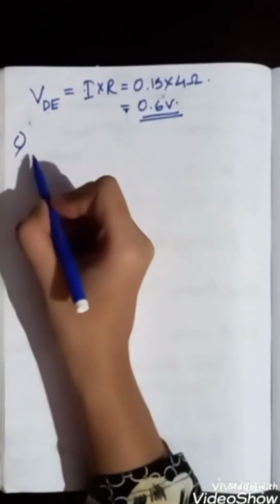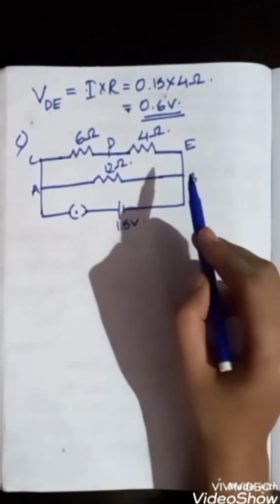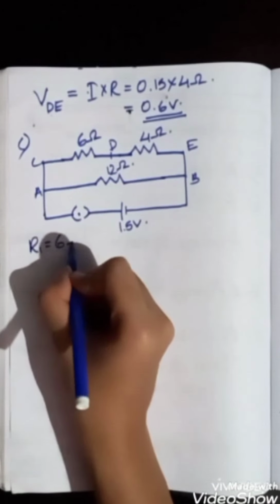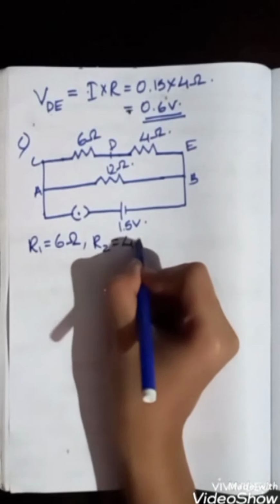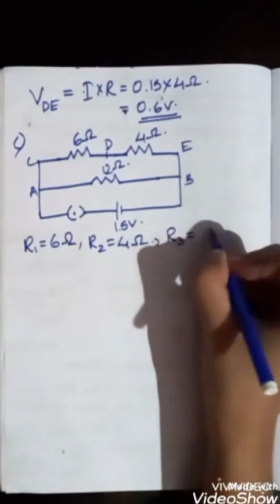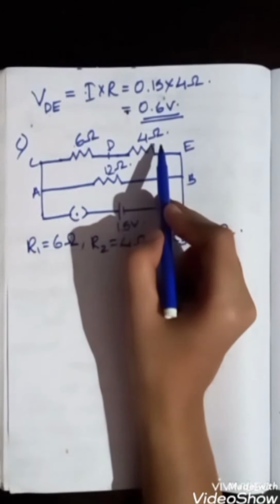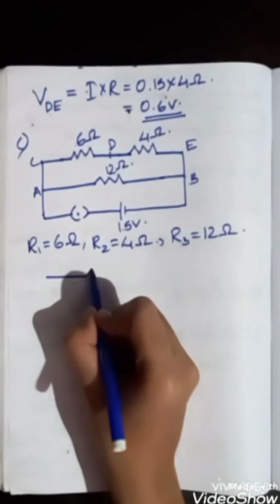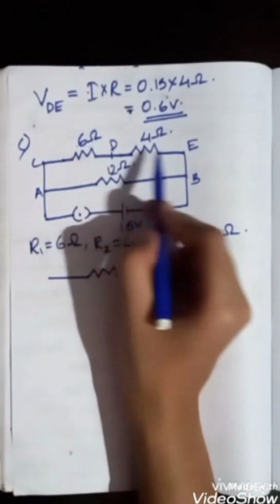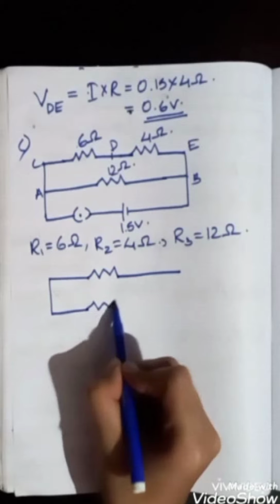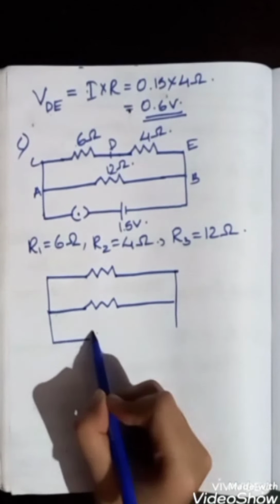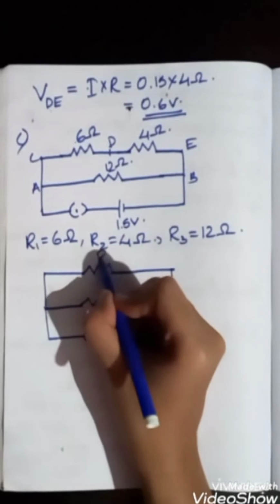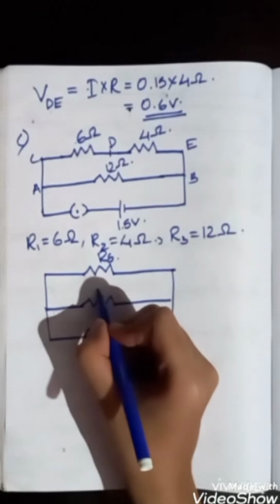We have to find the effective resistance. Here there are three resistors. Let R1 be equal to 6 ohm, R2 equal to 4 ohm, and R3 equal to 12 ohm. Here R1 and R2 are connected in series. So we can redraw this figure, taking R1 and R2 as one resistor, RS.